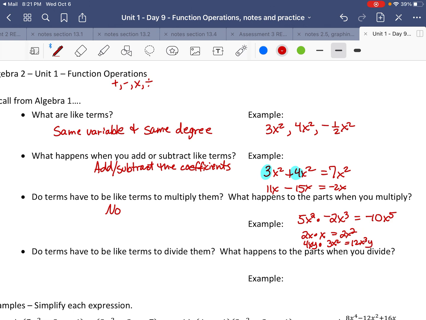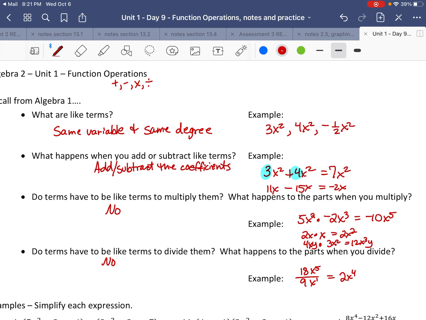Do the terms have to be like to divide them? No. The variables have to be the same to go together. Otherwise, they stay like they are. So what happens when you divide? Remember, when you divide, you subtract exponents. Let's try 18x to the fifth divided by 9x. 18 divided by 9 is 2, and x to the fifth divided by x to the first. You subtract the exponents, 5 minus 1 is 4.